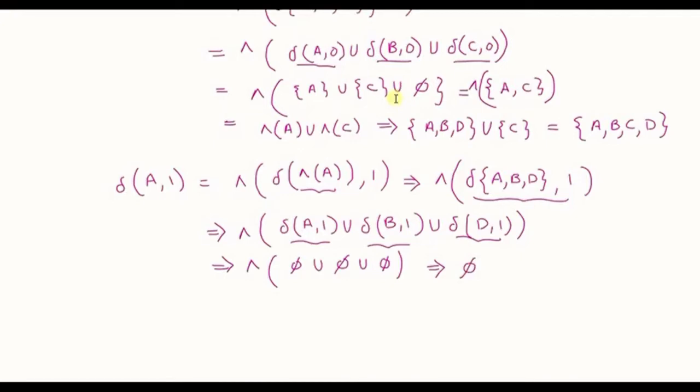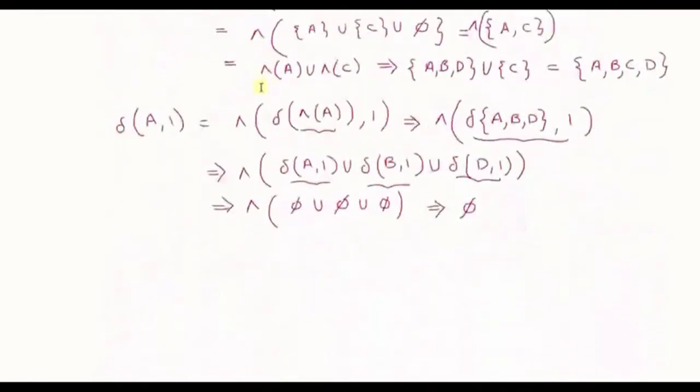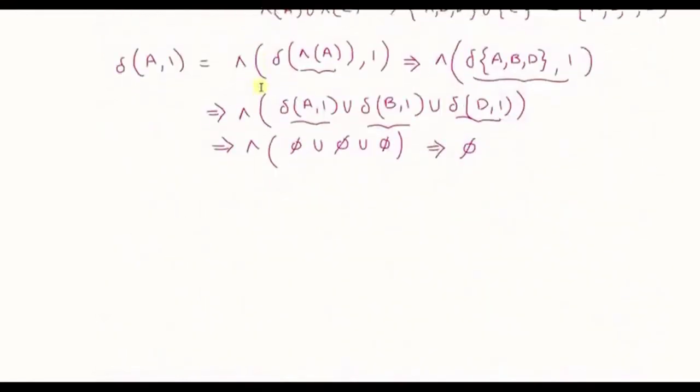Okay, so for the first state, that is A, we have found out the transition of A on 0 and the transition of A on 1. Now for the second state, that is B, we have to find out the transition of B on 0 and the transition of B on 1 in the same manner. So we find out the transition of state B on 0. This can be written as epsilon closure of delta of epsilon closure of B, comma 0.